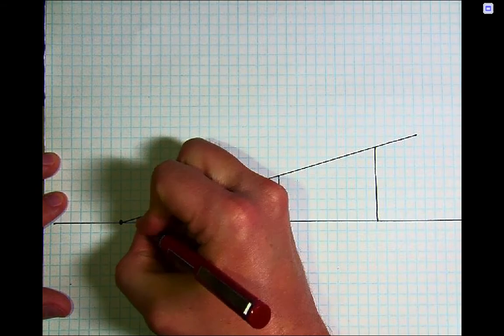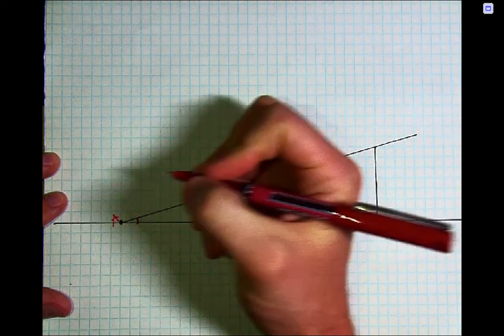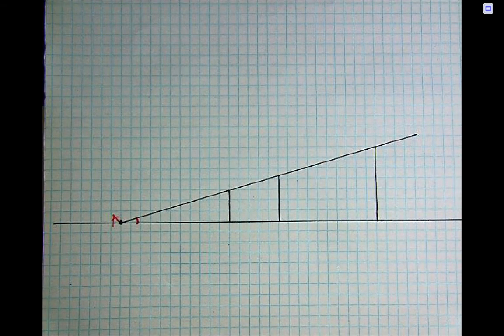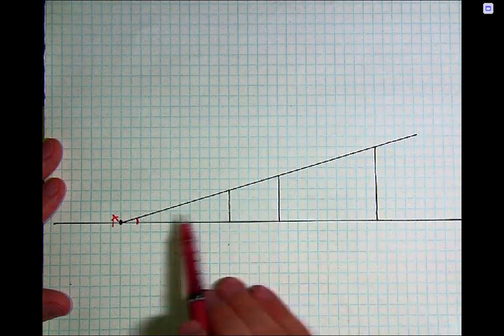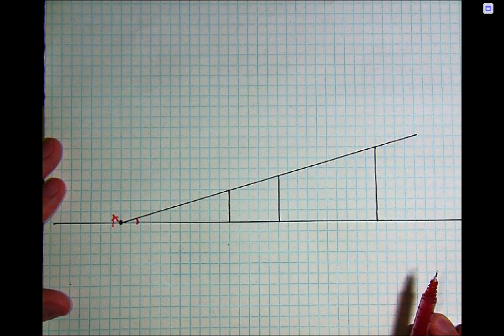So I'm going to mark this acute angle. I'm going to call it angle A because I like it. And what we're going to now do is we're going to do some physical trigonometry where I actually measure some different parts of these angles.